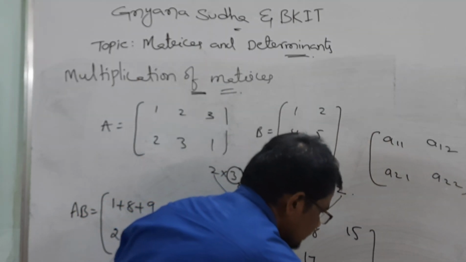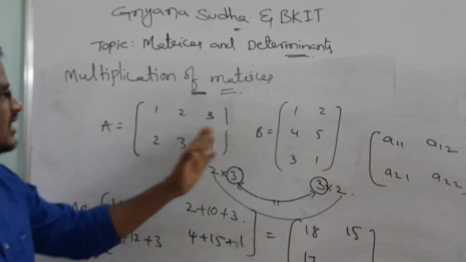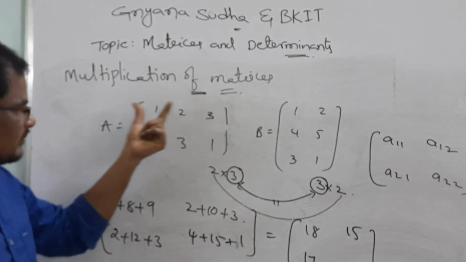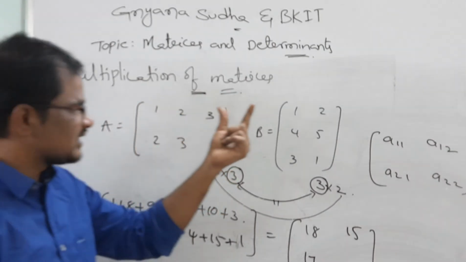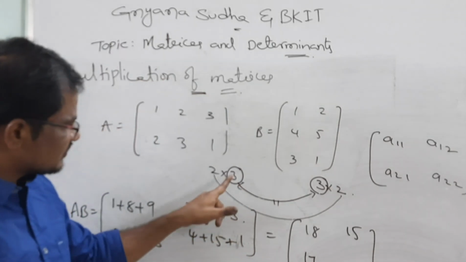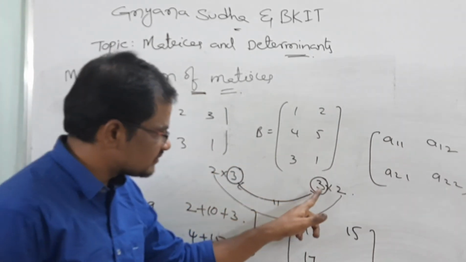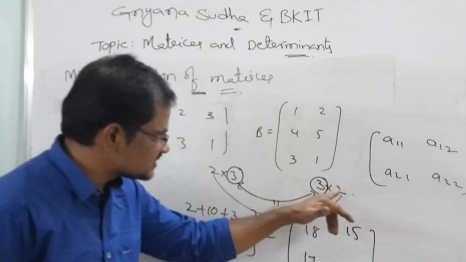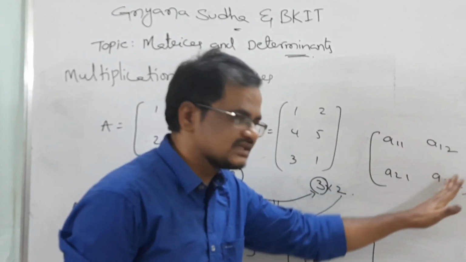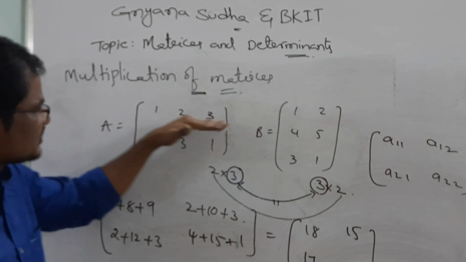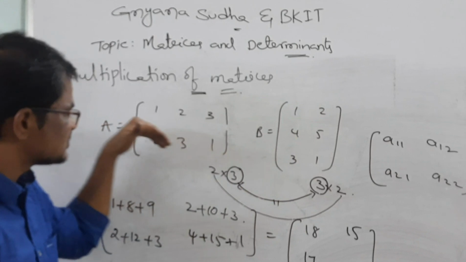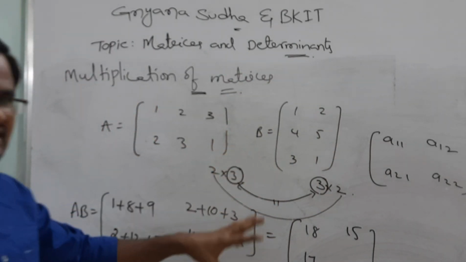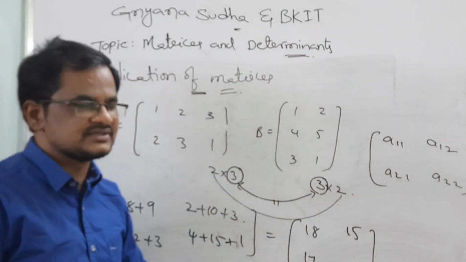This is the order of the matrix, 2 by 2. This is the multiplication of these two matrices. The first matrix is of order 2 by 3, the second matrix of order 3 by 2. Number of columns of the first matrix is equal to number of rows of the second matrix, so matrix multiplication is possible. Then the order of the resultant matrix is 2 by 2. We have to multiply first row with the first column, first row with the second column, second row with the first column, second row with the second column, and substitute the values at their respective positions.